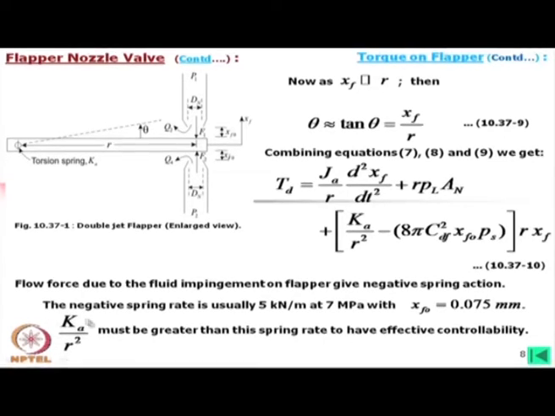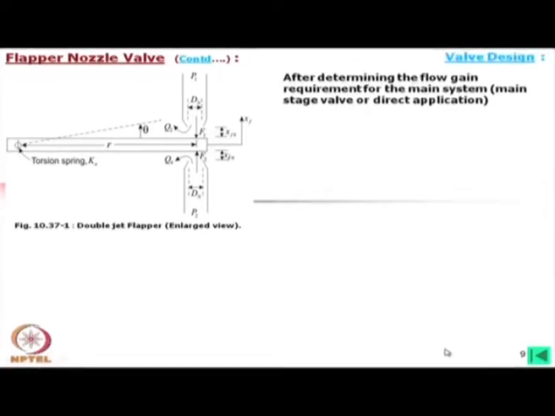So according to this value, once we decide this value, first of all we estimate this one, and from there we have to estimate this one, and accordingly we can design or select a torque motor for a flapper nozzle valve. Now, after determining the flow gain requirement for the main stage valve for direct applications, main stage valve means this flapper valve we are using as a pilot stage, or we are using this directly for controlling the actuator.